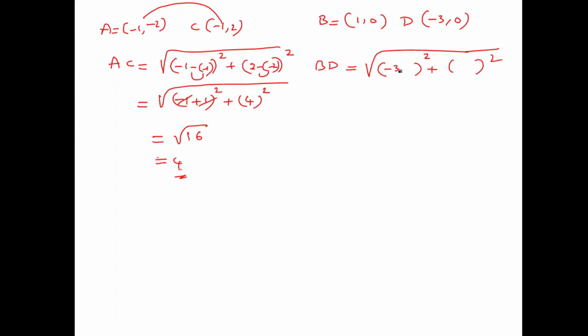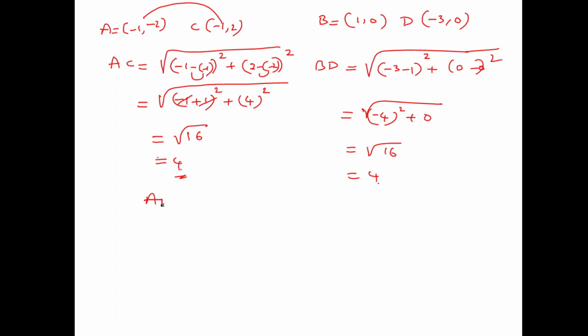This is your x2, which is minus 3, minus of x1, by y2 is 0, y1 is also 0. So similarly, this one also we are having here minus 4 whole square plus 0. So this is also your root 16, that's your 4.